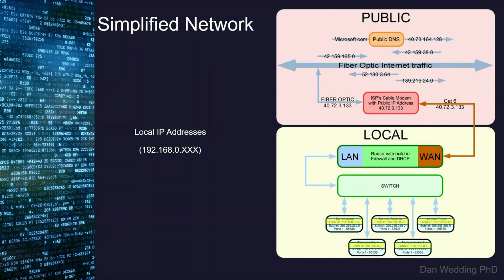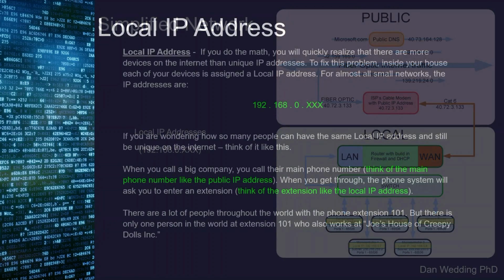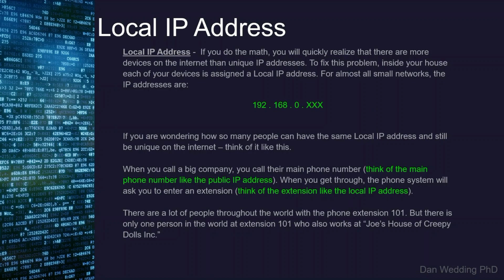Local IP addresses. If you do the math, you will quickly realize that there are more devices on the internet than unique IP addresses. To fix this problem, inside your house, each of your devices is assigned a local IP address. For almost all small networks, the IP addresses are 192.168.0.something. If you are wondering how so many people can have the same local IP address and still be unique on the internet, think of it like this.